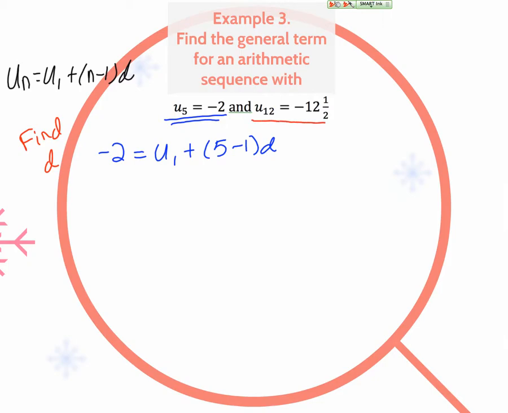I can do the same thing here, where my 12th term is negative 12 and a half. So my n is 12, so 12 minus 1 times that common difference.